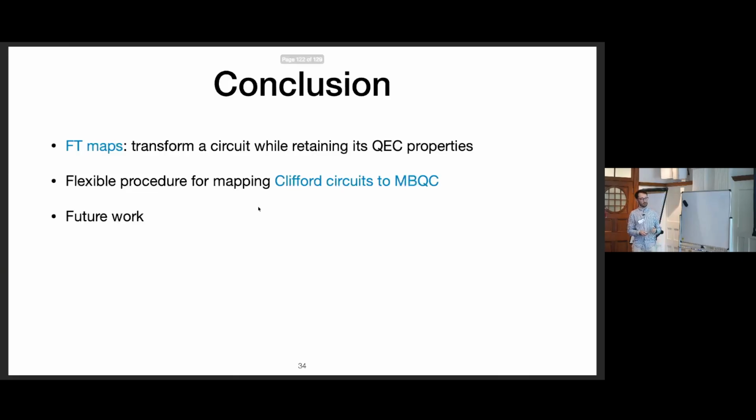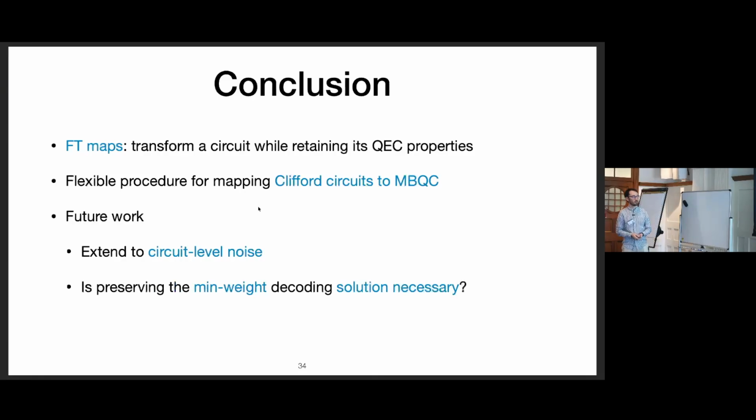In future, there are a few interesting lines that we can cover with this research. One obvious thing is to think about circuit-level noise, which I think is eminently doable. It's just more complicated, but I think the same approach would work. Another question is that the requirement we have on the map to preserve the decoding solution of the mid-way decoding solution is quite strong, and I think it's probably not necessary in most cases.